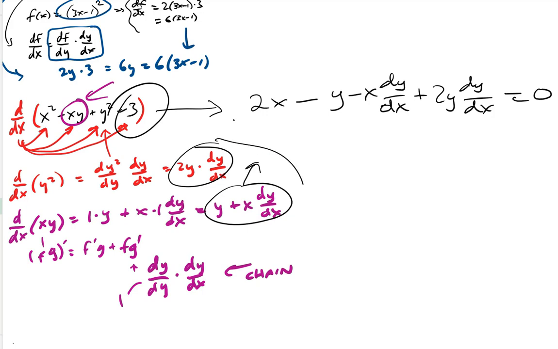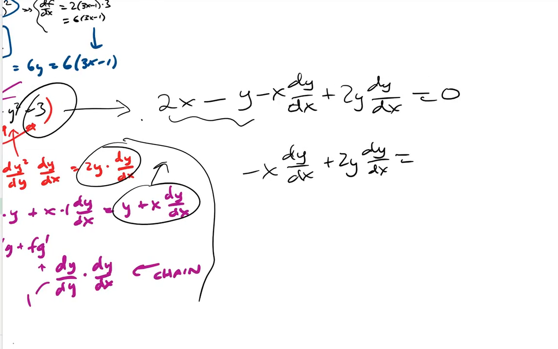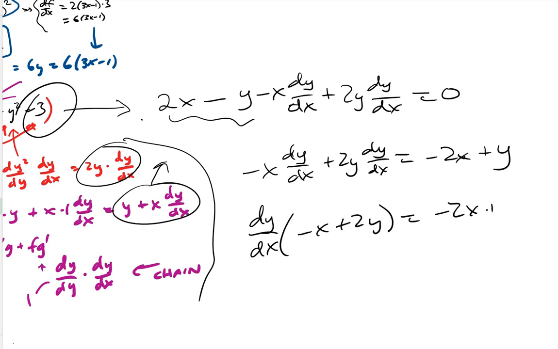All right, so this is what I get so far, and now I just move the dy/dx terms to one side. Let's move the 2x minus y over to the other side. So I get negative x dy/dx plus 2y dy/dx equals negative 2x plus y. Now I'm going to multiply through by a negative, well, no, I don't need to. So let me pull out the dy/dx, and I get dy/dx times negative x plus 2y equals negative 2x plus y. So I get dy/dx is negative 2x plus y over negative x plus 2y.